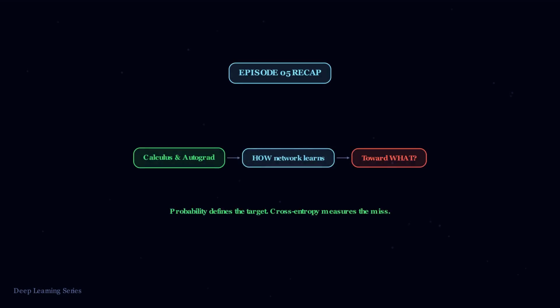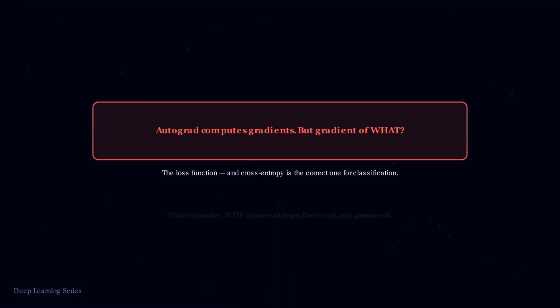Last episode you learned calculus, the derivative, the chain rule, and autograd computing gradients automatically. That tells you how the network adjusts its weights. But adjusted toward what exactly? The answer is the loss function. And the most common loss function for classification, cross-entropy, is not a random default. It is the mathematically correct choice. This episode shows you exactly why.